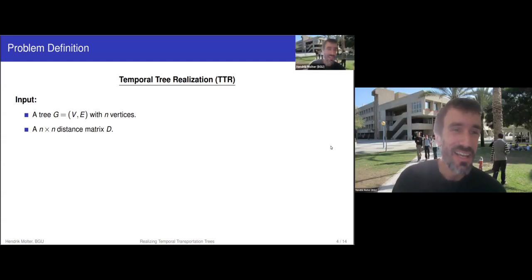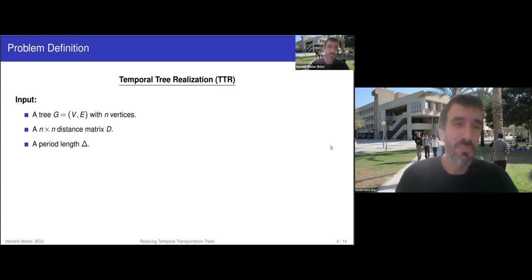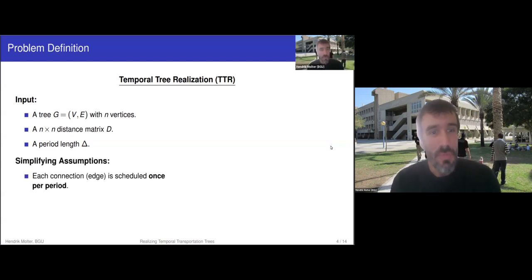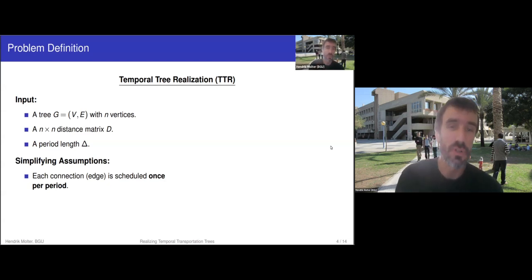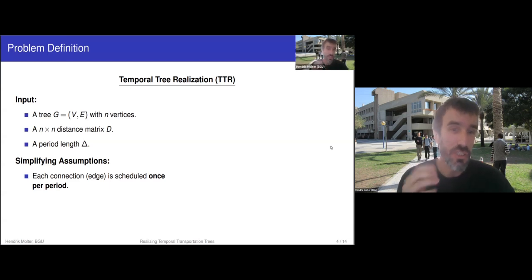All right, good. And the third is the period length delta. So we've seen a talk in the same setting, or almost the same setting, in the morning sessions, and I'm going to explain later on a little bit more the differences between the settings here. So we make a few simplifying assumptions. So in this problem, we want to schedule each connection, or each edge, once per period.